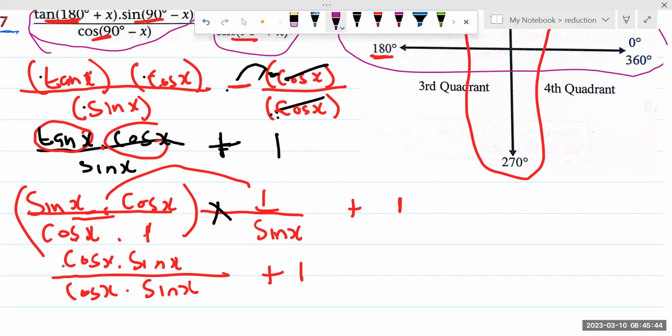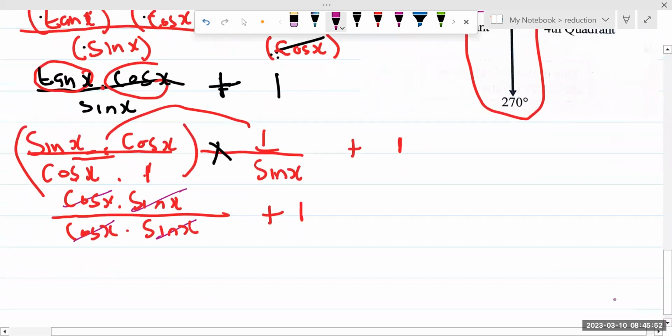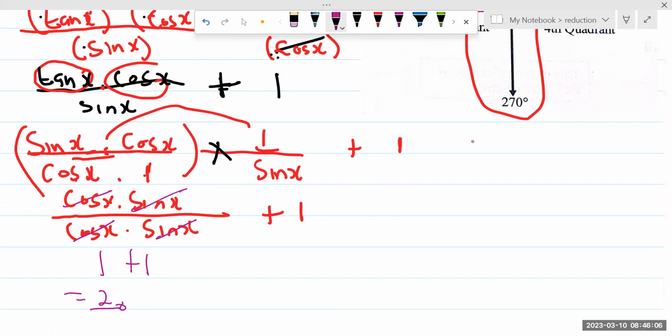Now from here, you can clearly see that this one is going to divide this one again. And then this one is going to divide this one. What are we left with then? We are left with 1. So you have 1 plus 1. What is 1 plus 1? 1 plus 1 is 2. Then it means our final answer here is going to be equal to what? To 2. So guys, we should be careful when we're dealing with the plus there.